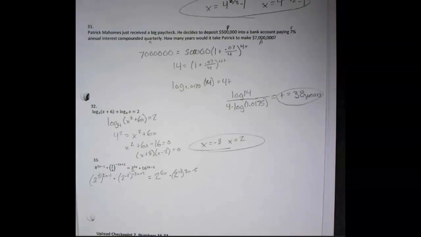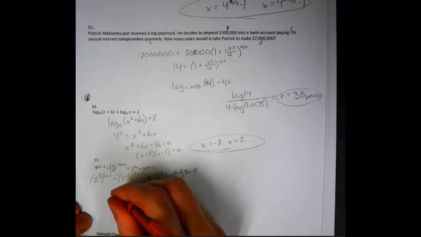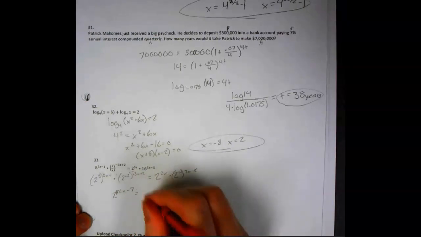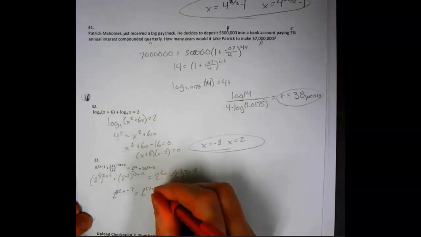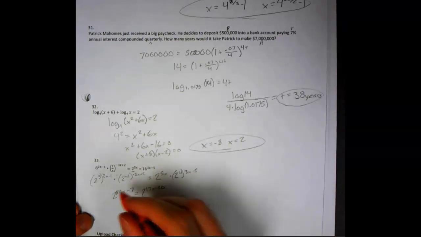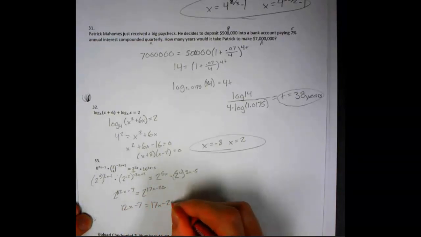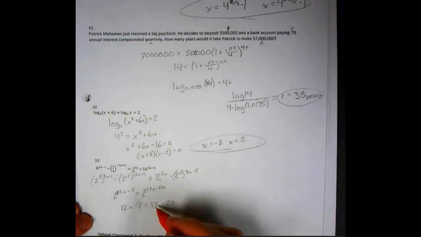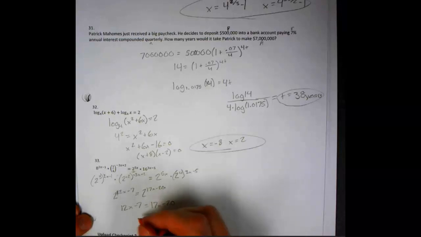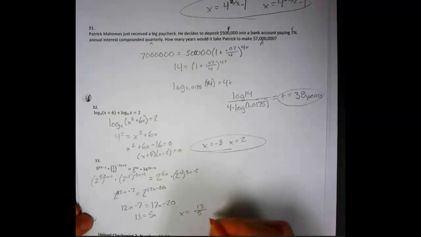As I was saying, when we distribute and then add our exponents together, we'll have 2 to the 12x minus 7 equals 2 to the 17x minus 20. Because we have the same base, we can make our exponents equal each other. So we'll say 12x minus 7 equals 17x minus 20. We'll subtract the 12x, add the 20, and we'll have 13 equals 5x. So x is going to equal 13 over 5.